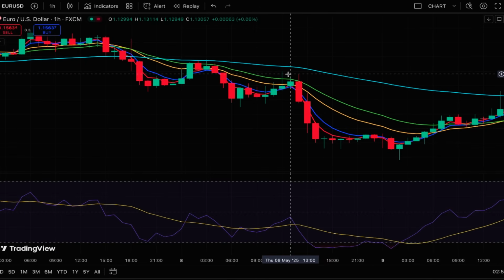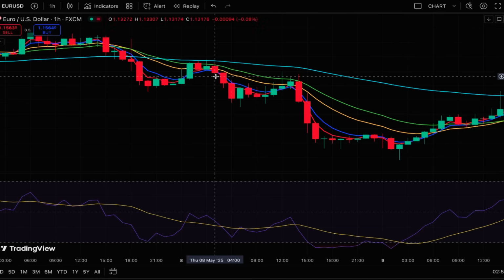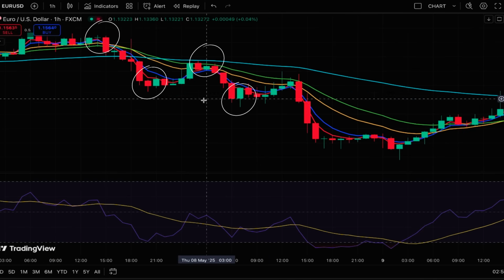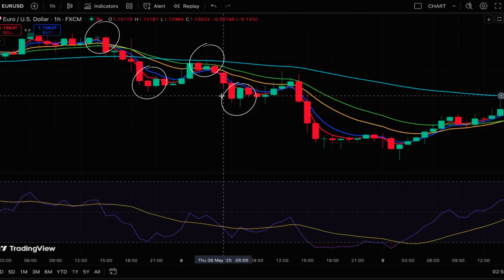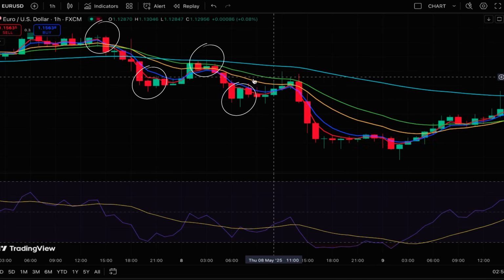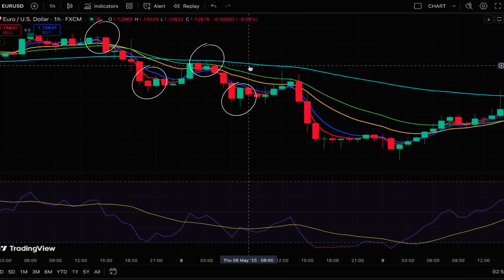The first condition is that we want the price to be below the EMA 80, and before that we want lower highs and lower lows. When the price makes lower highs and lower lows, it shows that the market is trending down. This is the structure of a downtrend. So here, as you can see, we are in a situation where we had lower highs and lower lows, and now the price is below the EMA 80.